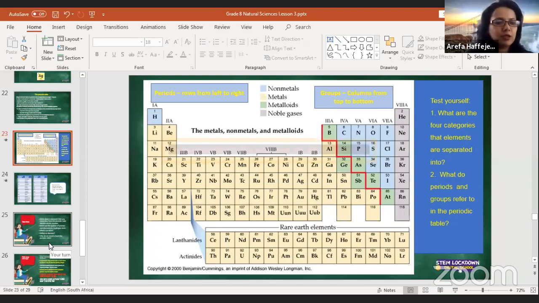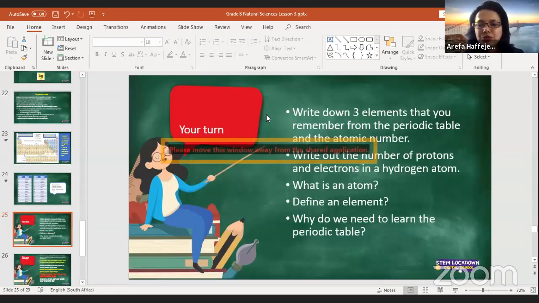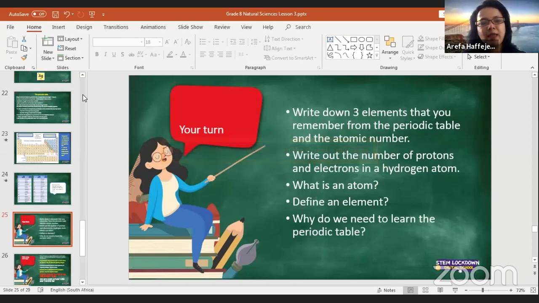Okay, so what I want you to do now for this your turn is write down three elements that you remember from the periodical table and the atomic number. You need to write down any three elements. You can use the elements that we discussed above, which were helium and fluorine and oxygen and hydrogen, and I think there were a few.